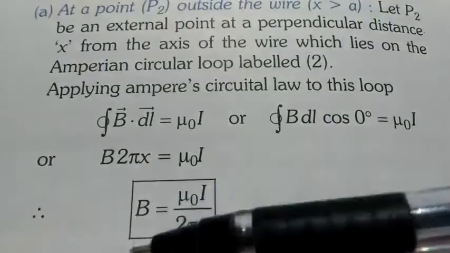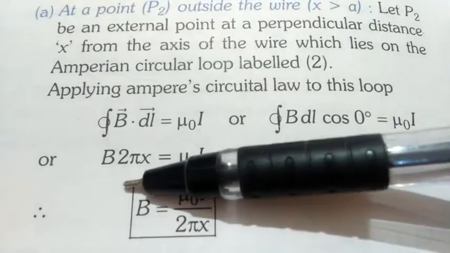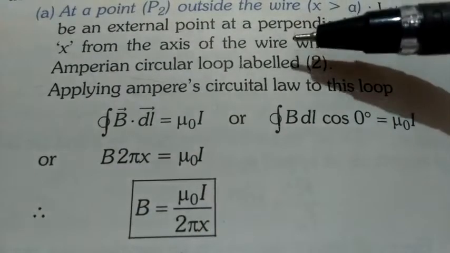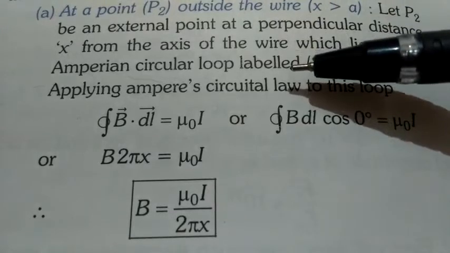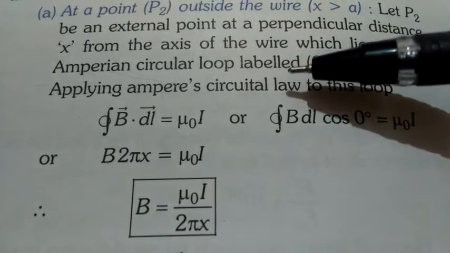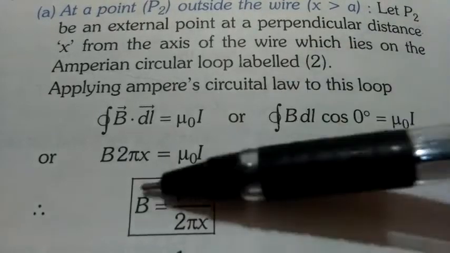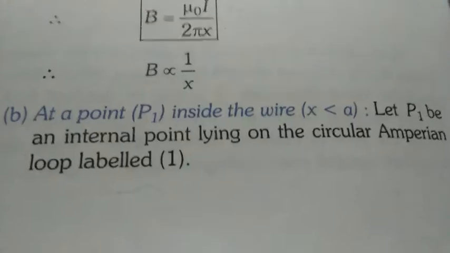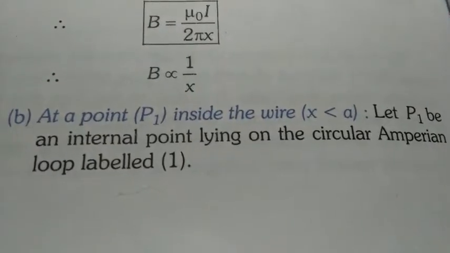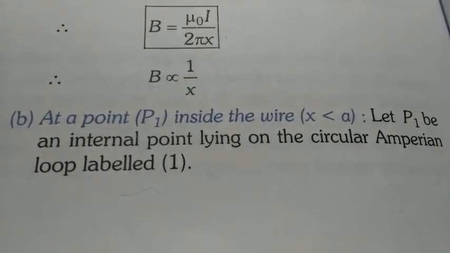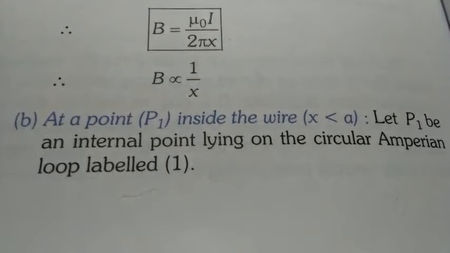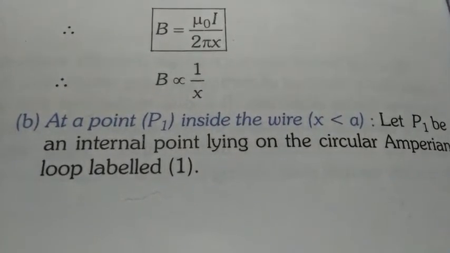So this is the amount of magnetic field due to a straight wire at any point outside the wire. This is the amount of magnetic field. Now let us consider the case when we have to find out the magnetic field at a point P1 inside the wire. For that, x is less than a.